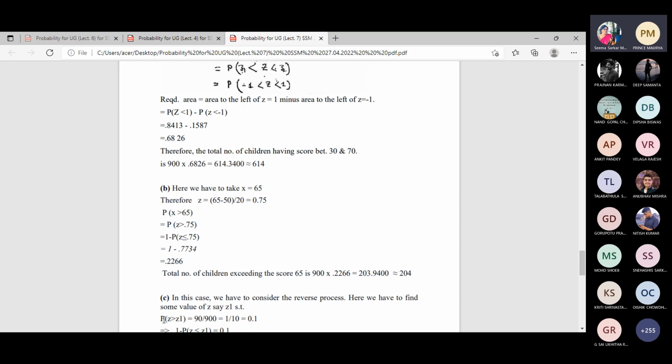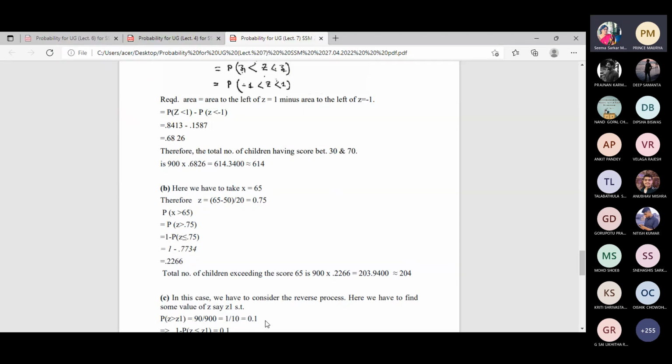So if Z is the score, the probability that the score will be more than Z1 is given by what? Top 90 students out of 900. So 90 by 900. Out of 900, 90 students will get marks greater than Z1. So the probability that Z, the score, will be greater than Z1 is equal to 90 by 900, which is equal to 0.1.